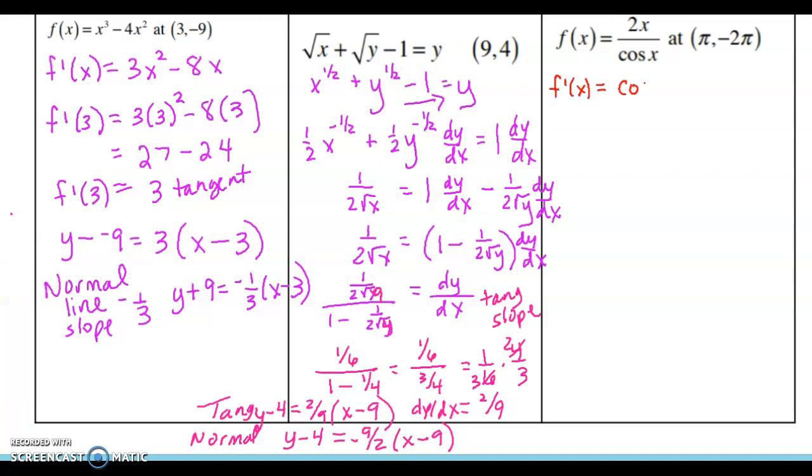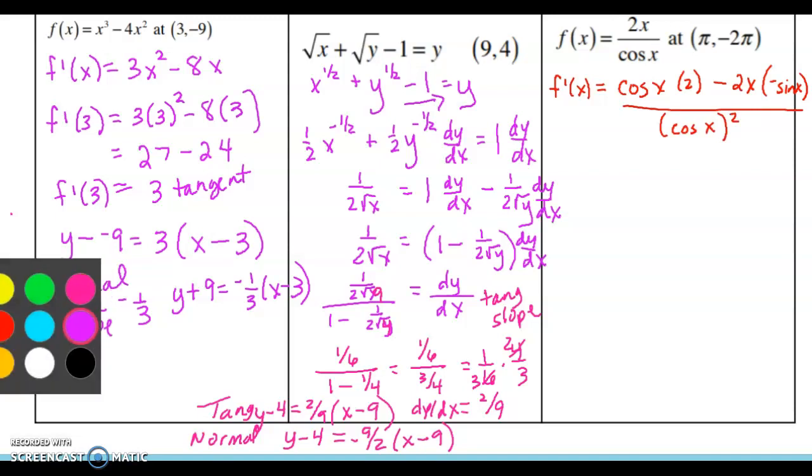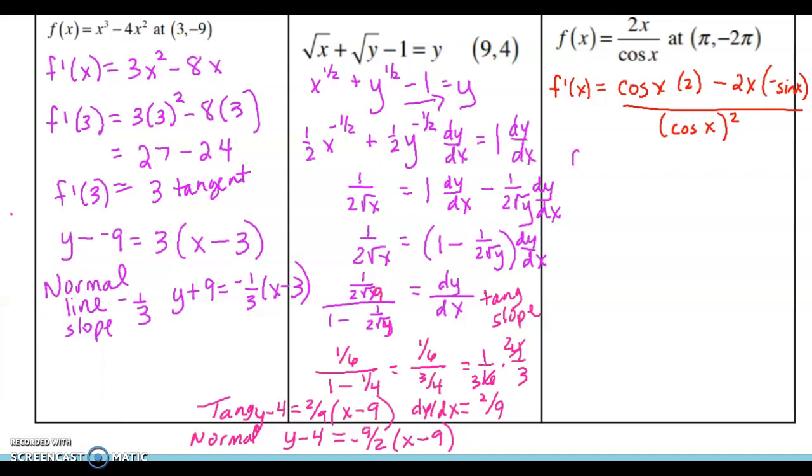So low d high minus high d low, and the derivative of cosine is negative sine, all over low squared. Then we're going to substitute x as pi, so f prime of pi. This will find our tangent slope. So the cosine of pi times 2, I'm going to put the 2 in front, 2 pi, actually that's 2 negatives, make a positive, sine of pi, all over the cosine of pi squared.